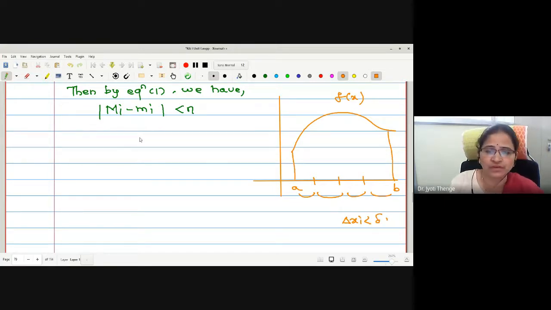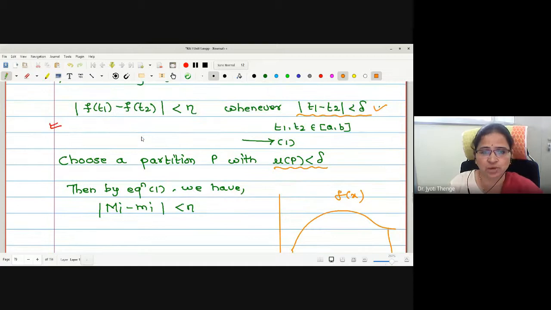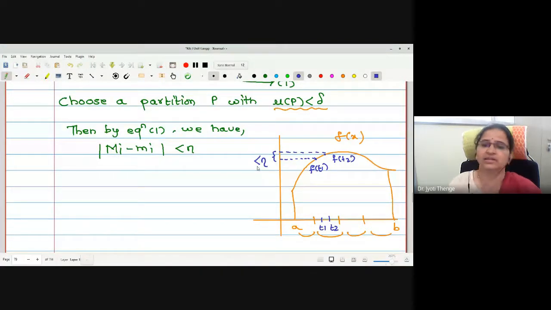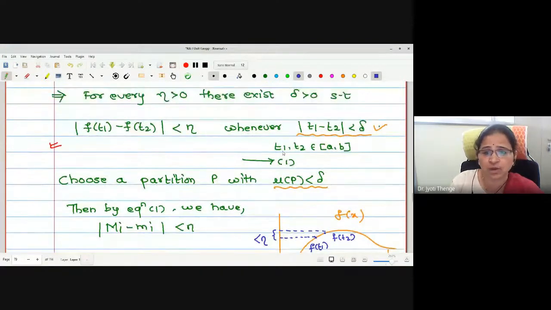Now what we were saying by equation number 1 is that the difference of arbitrary function values is less than eta. So if I select this interval, say this is my t1 and t2, the difference between the function values f(t1) and f(t2), this distance, is less than eta. That is what statement number 1 says.